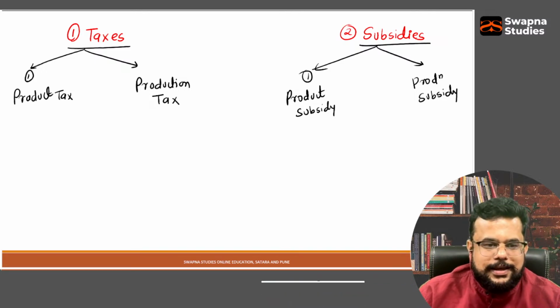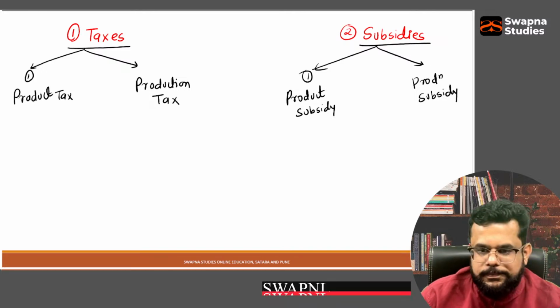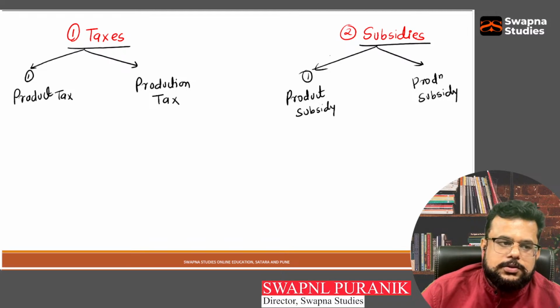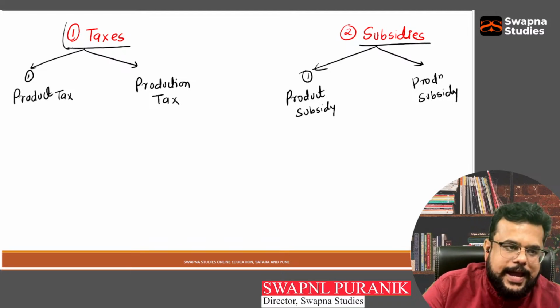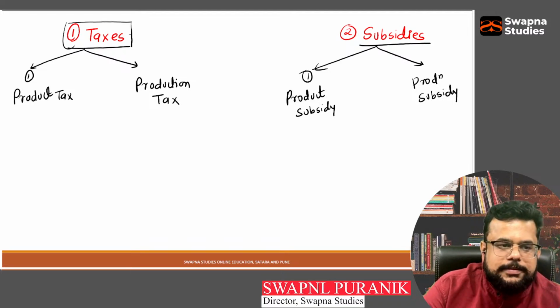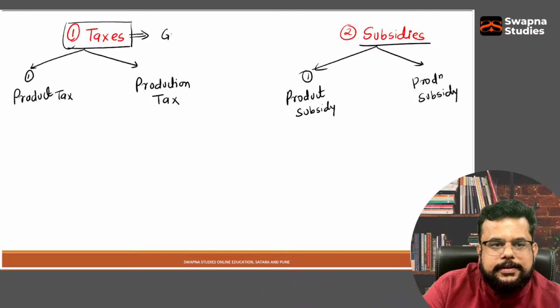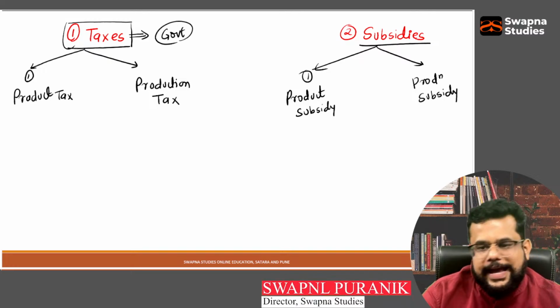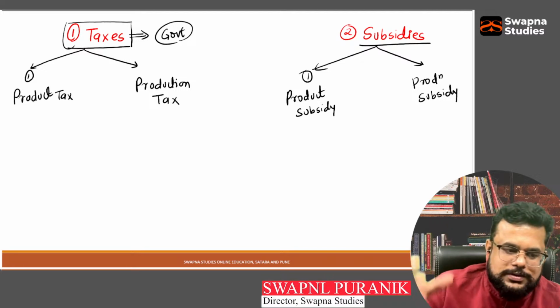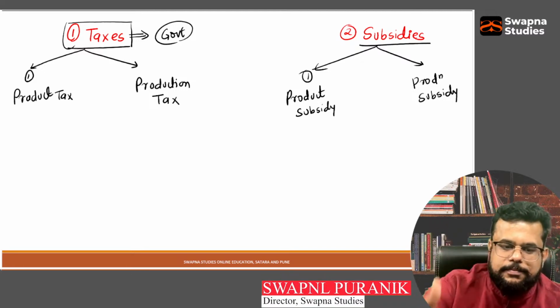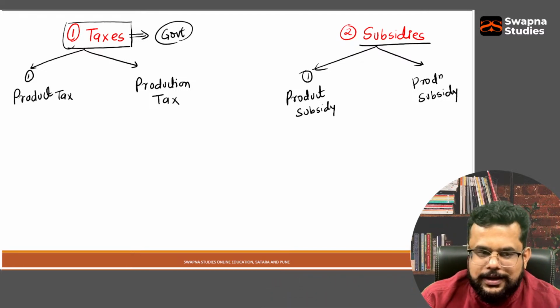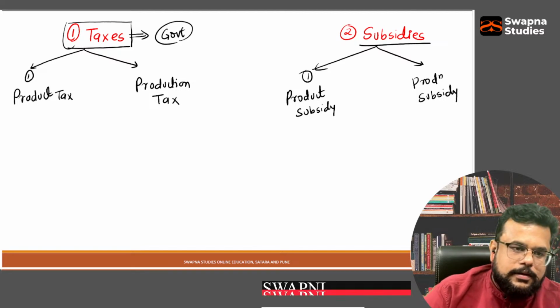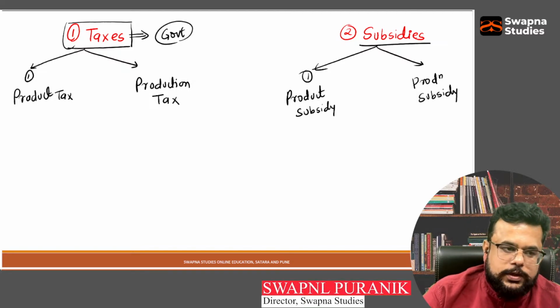Product subsidy and production subsidy. Okay, so what is meant by tax? Tax means something that is collected by the government. गवर्नमेंट टैक्स कलेक्ट करती है और उसी टैक्स के पैसे से अपने जो एक्सपेंडिचर है वो करती है, अलग अलग स्कीम्स चलाती है. तो टैक्सेस के टू टाइप्स है, एक तो प्रोडक्ट टैक्स एंड प्रोडक्शन टैक्स.